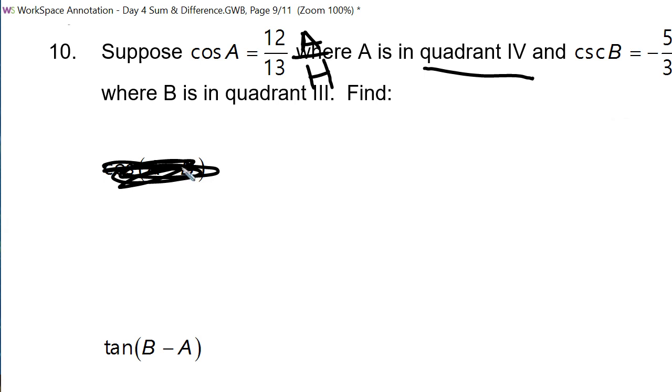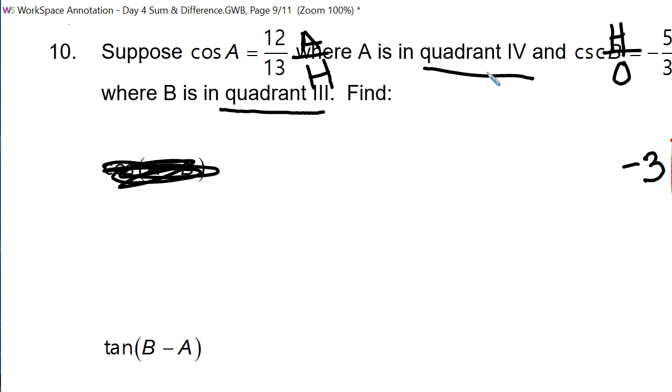And the other triangle, they said angle B is in quadrant 3. And they gave us cosecant, and cosecant is a reciprocal for sine. So sine is opposite over hypotenuse. This would be hypotenuse over opposite. Now, can the hypotenuse be negative? No. So I know the hypotenuse has to be what? Positive 5, and the opposite side would have to be negative 3. And what about the missing leg? Negative 4. It's on the left side of 0, so it needs to be negative.